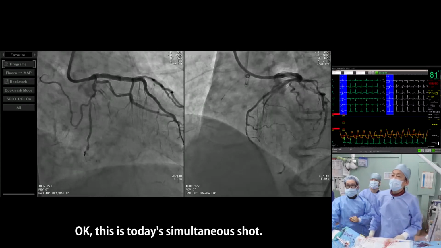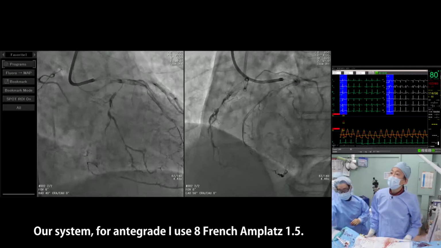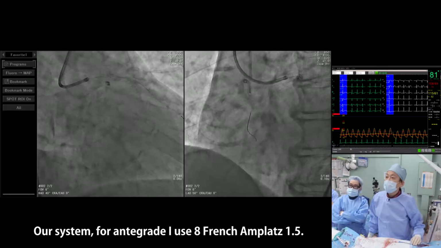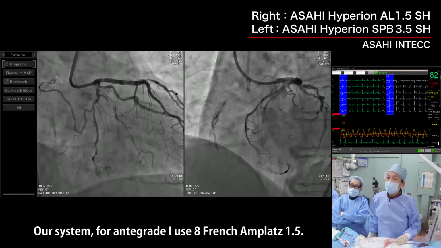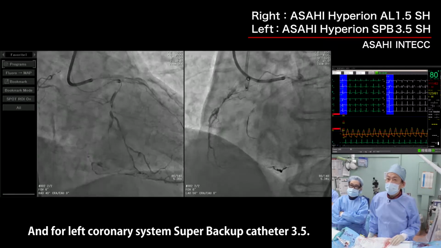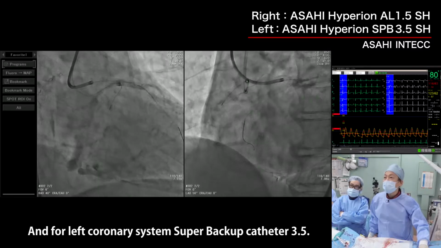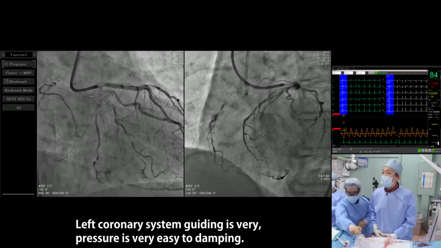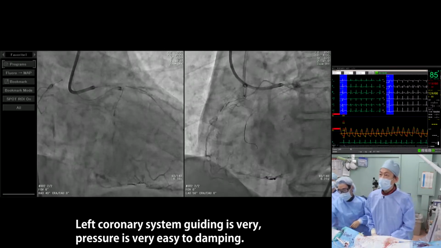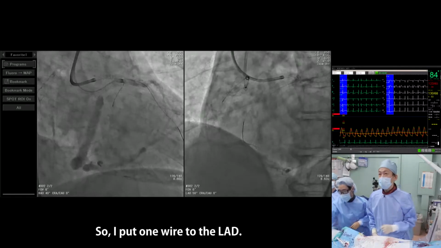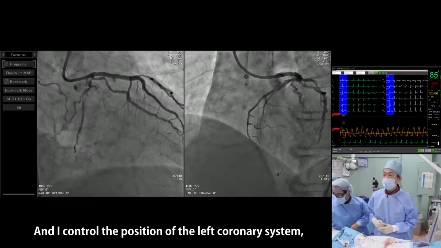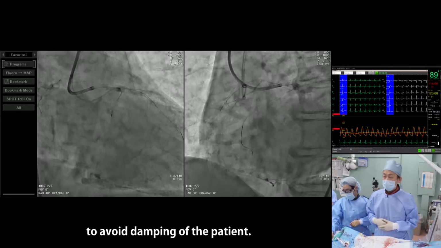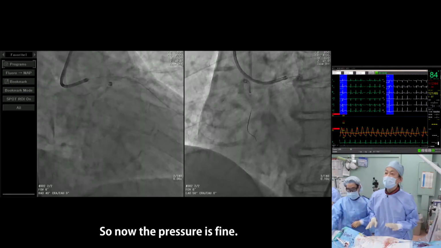This is today's simultaneous shot. For the antegrade system I use 8 French plus 1.5. For the left coronary system, a Super Backup catheter, 3.5. The left coronary guiding pressure is very easy to dampen, so I put one wire into the LAD and control the position of the guide to avoid damping of the pressure. Now the pressure is fine.